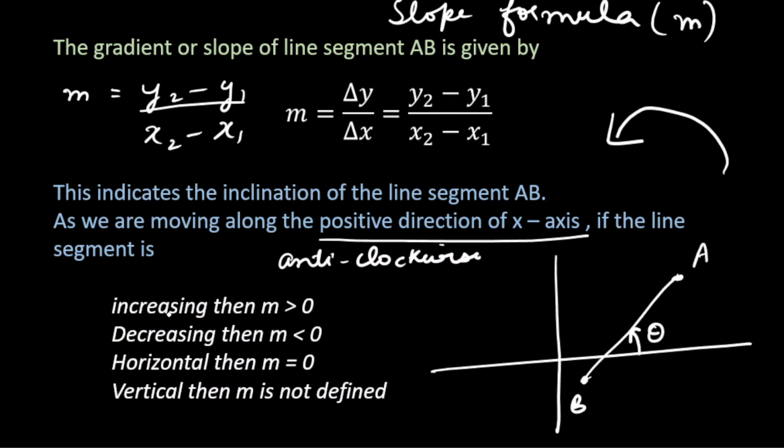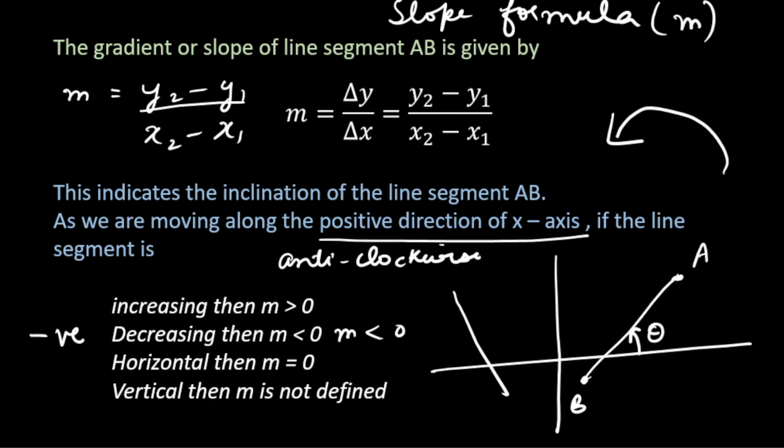If the line segment is increasing, then the slope will be greater than 0. So this is the case. Increasing means the value of x is increasing as well as the value of y is also increasing. If the line segment is decreasing, it will be like this. The values of x and y will decrease. So in that case, slope is less than 0. That means the slope will be negative if the line segment is decreasing.